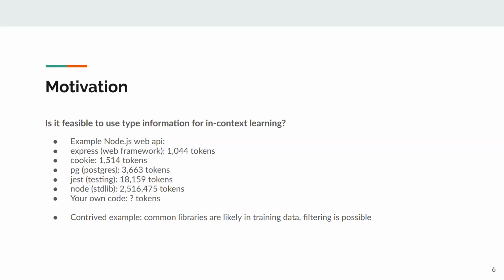But what if the API of this library changes? Then we cannot use it anymore. We can retrain the model perhaps, but that's pretty expensive. So that doesn't seem like a logical thing to do.